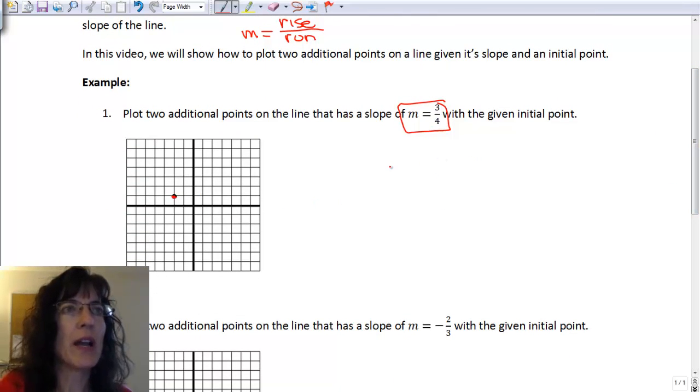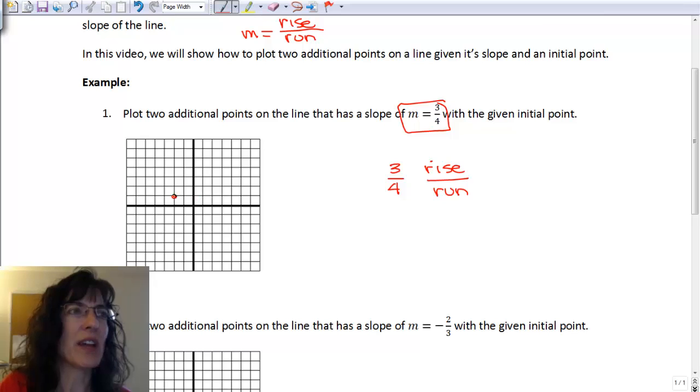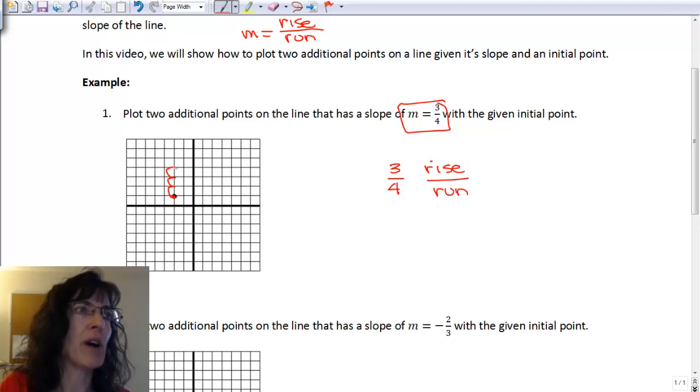Okay, so to do that, I think of the slope 3/4 as the rise over the run, and that means that every time I rise, or go up 3, because it's a positive 3, I will run, or go to the right 4. So let's try that out. If I start at this point, then for the rise, I'm going to go up 3: 1, 2, 3. Then I'm going to run 4. That's a positive 4, so I go to the right: 1, 2, 3, 4.